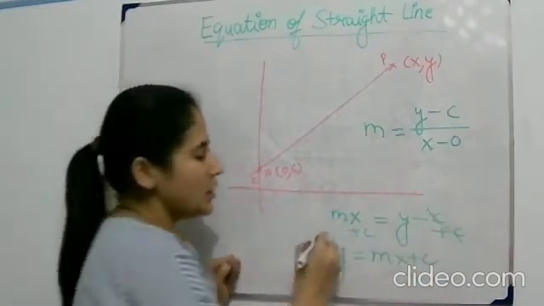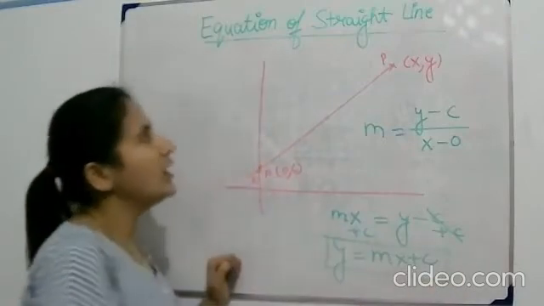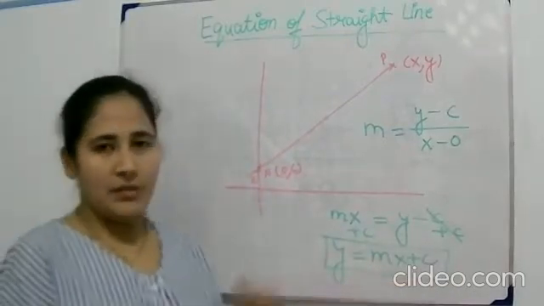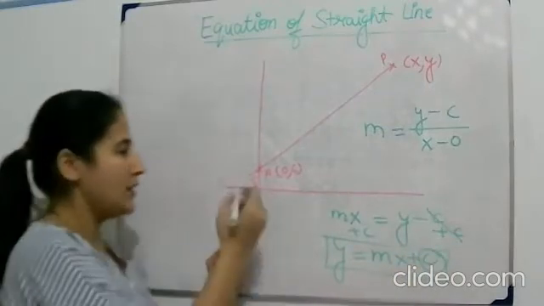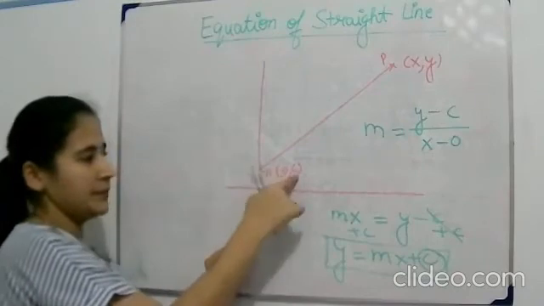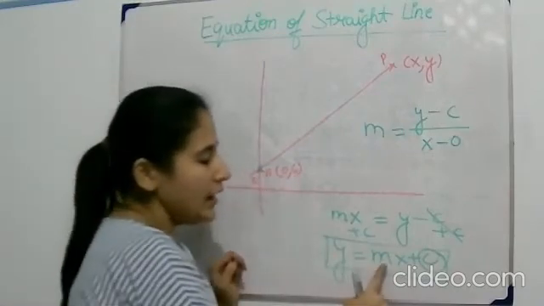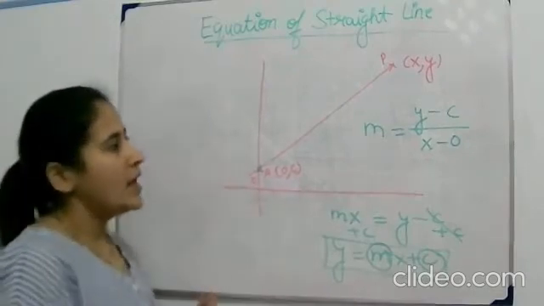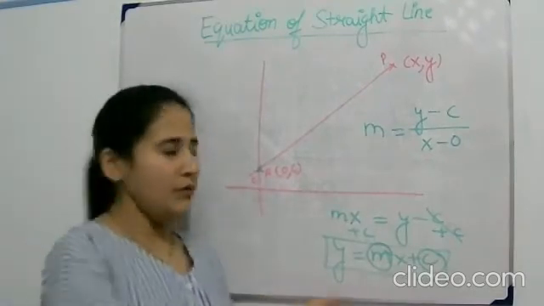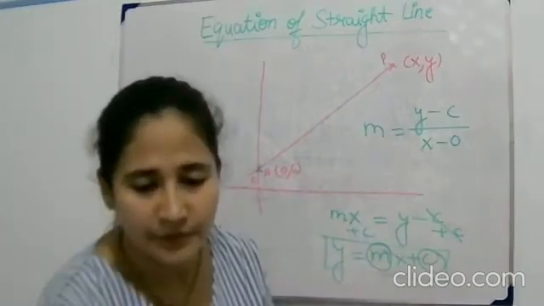So what is the equation of a straight line? y equals mx plus c, where c is the y-intercept, and m is the gradient of the line. Let's solve a few questions for this equation.